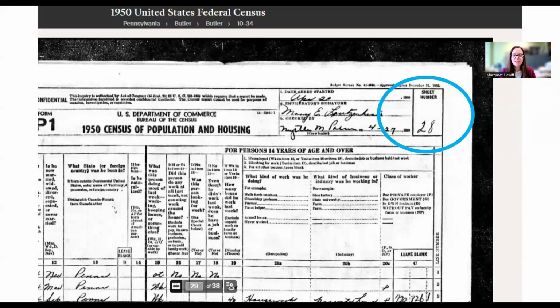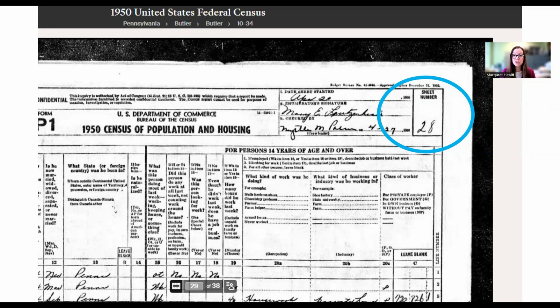So sheet numbers, there's a page number at the top of each census page. Here we see sheet number 28. And there's actually only 20 to 30 some sheets in each census packet. And then at the back, we get those supplemental 71 and 72 pages for the folks who weren't home to answer the door for the census.